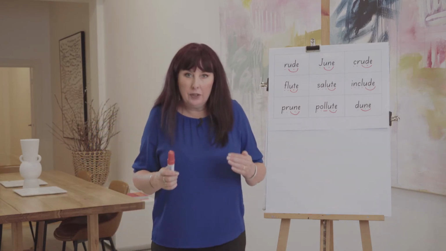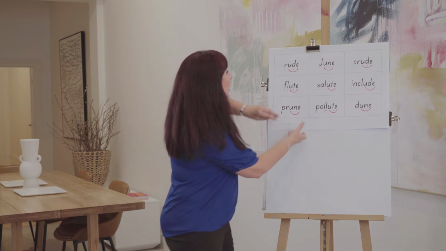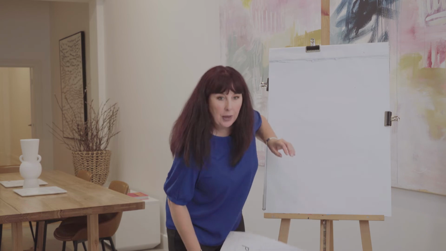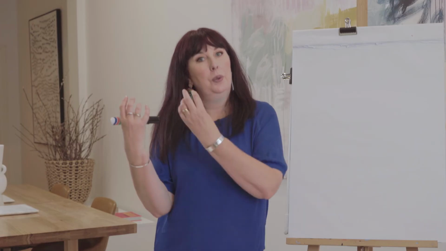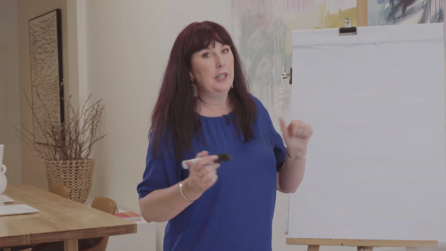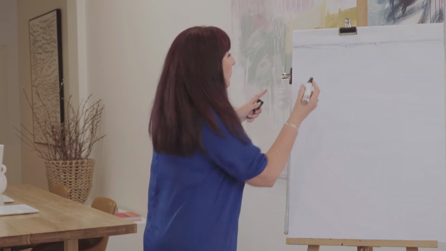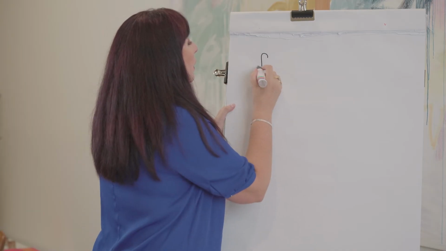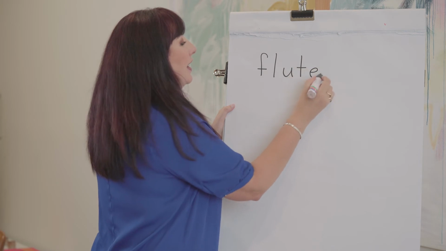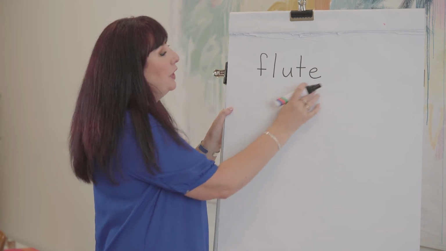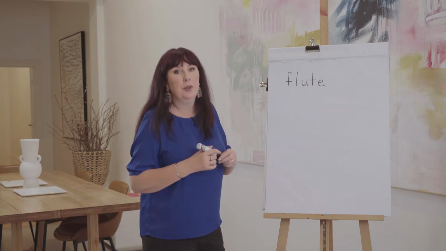It's time now to do some spelling. I'd like you to grab something to write with and something to write on. Our first word is flute. I like to play the flute. Let's listen to the sounds. F, L, U, T, flute. Sometimes it's a little bit tricky, isn't it? We need to remember to add that E to make the long U sound in flute.